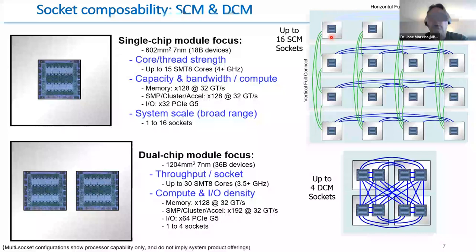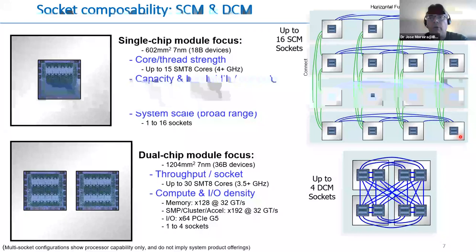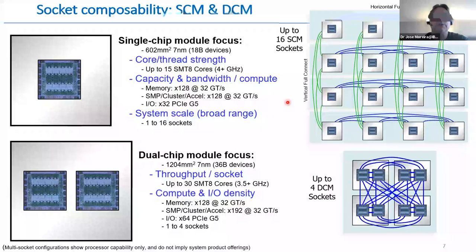And then they also connect across nodes using these vertical connections, which are also direct. So you can get from one chip in the system to any chip in the system in two hops. So for example, if I want to go from the upper left to the lower right, I could use a blue link, a horizontal link, to go to this chip here, and then a vertical link to go to this chip. And so I have full connectivity in two hops up to 16 single chip modules. That's the largest system we have today, 16 single chip modules.